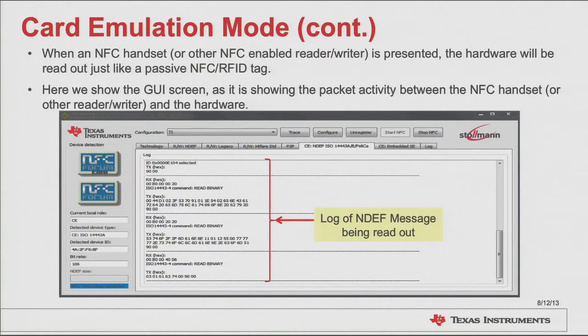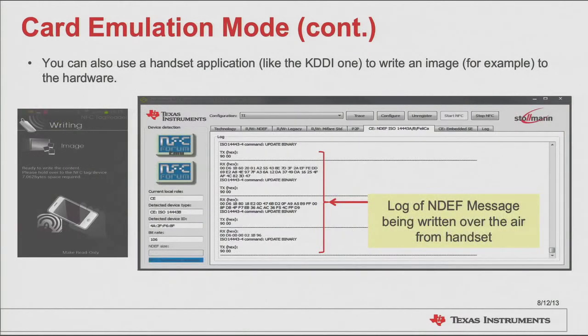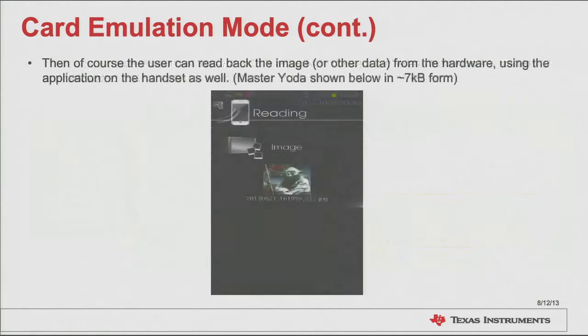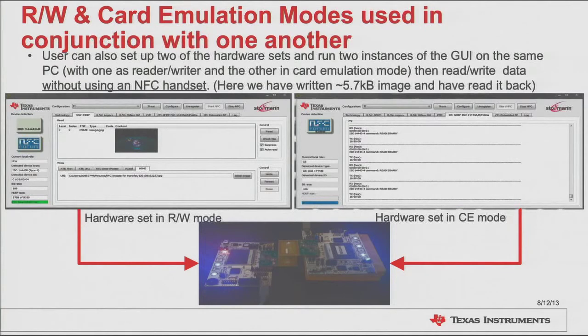Here, we show the GUI screen showing the packet activity between the NFC handset and the hardware. You can also use a handset application like the KDDI one to write an image, for example, to the hardware. Then, of course, the user can read back the image or other data from the hardware using the application on the handset as well.